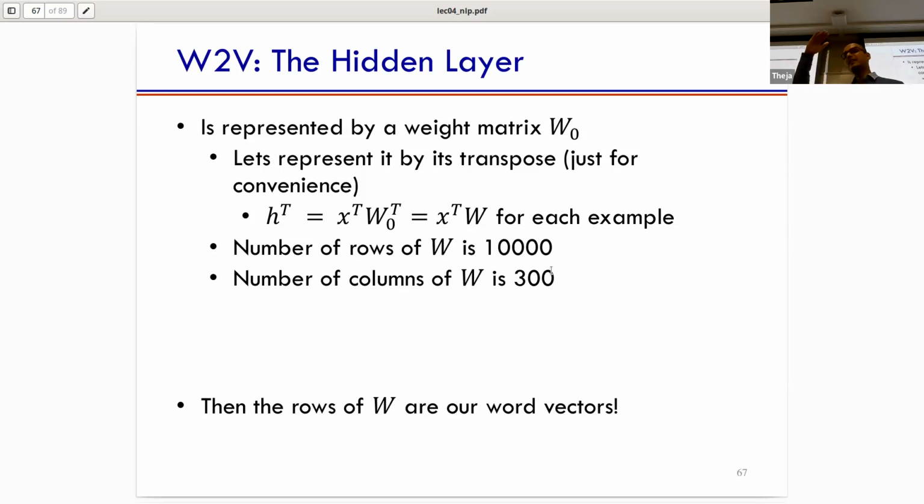The reason I did a transpose here is that if there are 10,000 rows, each row corresponds to one word. It turns out that if the network does prediction well, each row, since it corresponds to the vector for each word, will capture semantic similarity, in the sense that if words appear in similar contexts, the vector representations, the appropriate rows, will be close to each other.